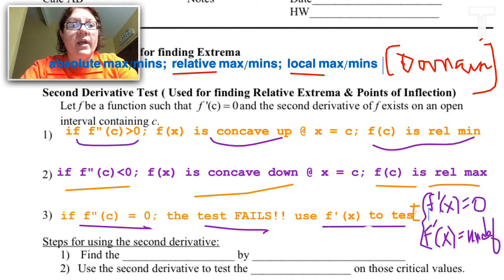Okay, so again, a recap. I'm using the second derivative. I find the critical values first by using first derivative.